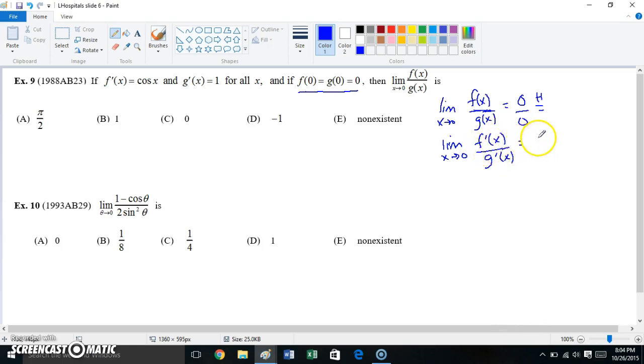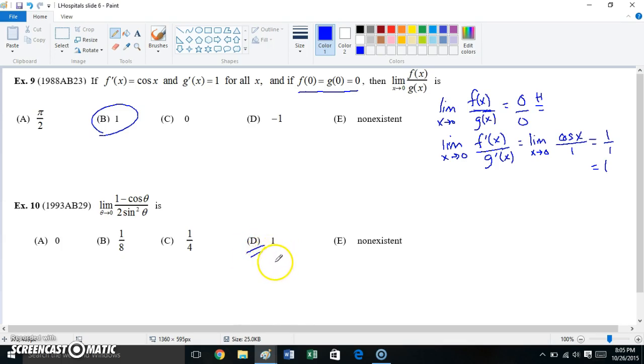Well, f prime of x is the cosine of x, so we can really fill in the derivatives with their functions, cosine of x and 1. And now we're going to evaluate the limit. That's 1 over 1, which is 1.